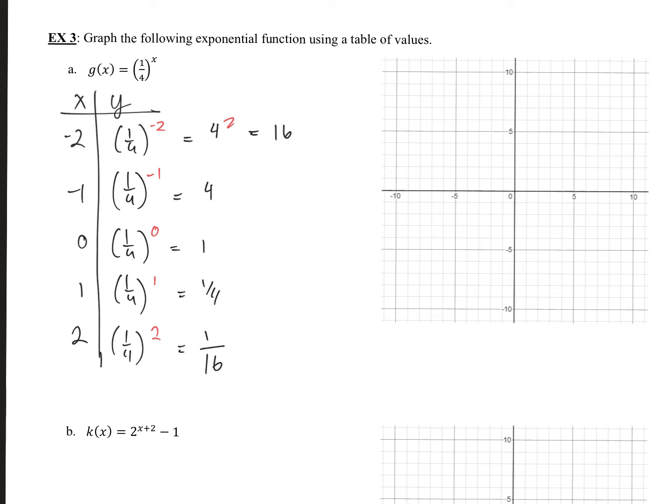Okay, so we have our values. Let me go ahead and graph these. Let's see, -2, 16. Whoa. We don't actually have that. -2, 16. That's up somewhere over here. And then -1, 4. Okay, we can graph that one here. 0, 1. As usual, they always pass through 0, 1. 1, 1/4. And 2, 1/16.